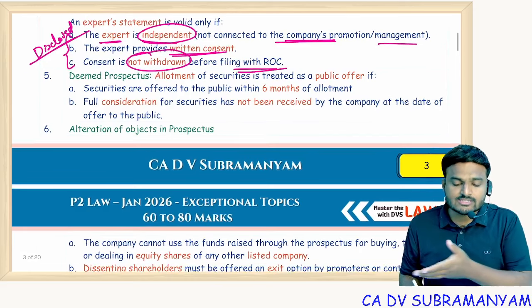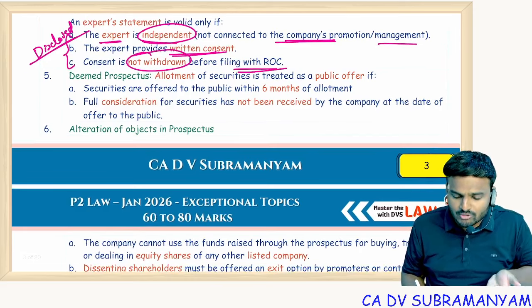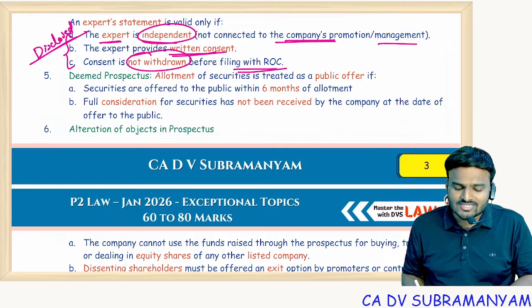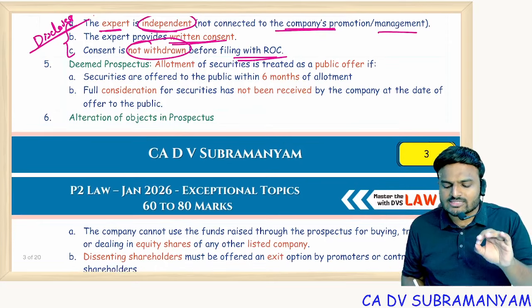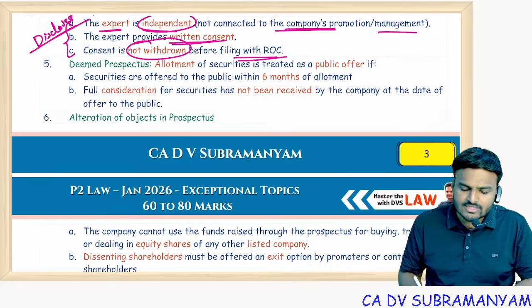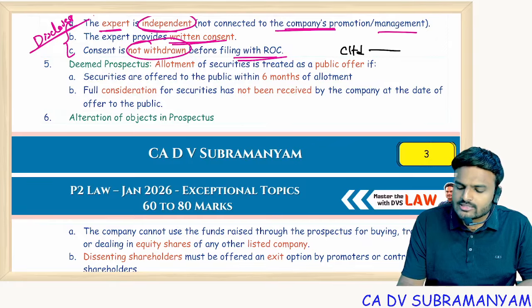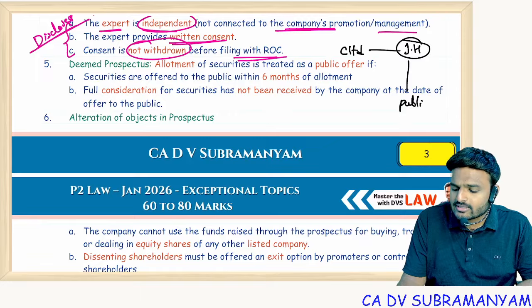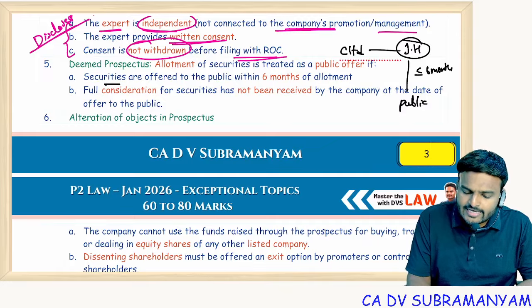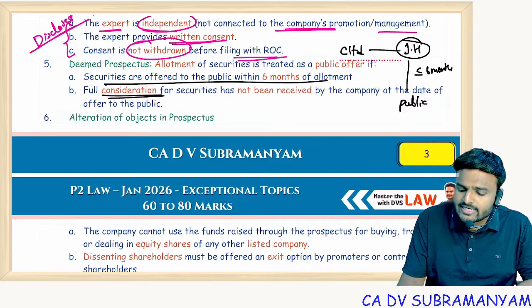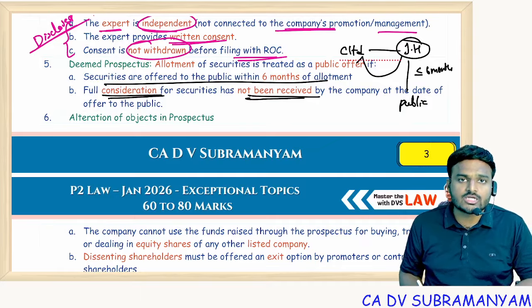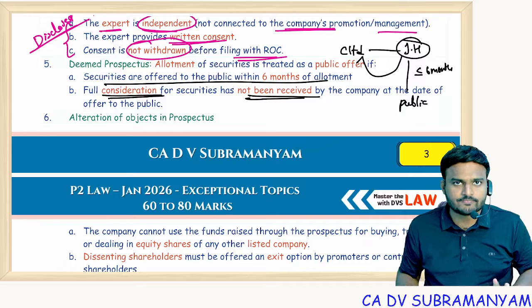Deemed prospectus, last attempt a 5 marks question came on deemed prospectus. So when will an offer be treated as a deemed public offer? The answer is if an issue house, you know, company C Limited is allotting securities in the name of an issue house which further offers to the public within 6 months of allotment, or at the time of offer, full consideration by the issue house to C Limited is not discharged, full consideration not received.